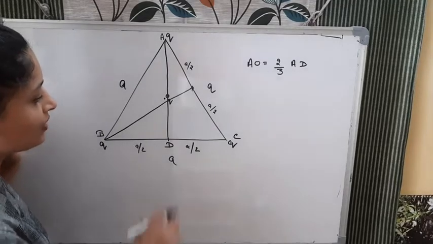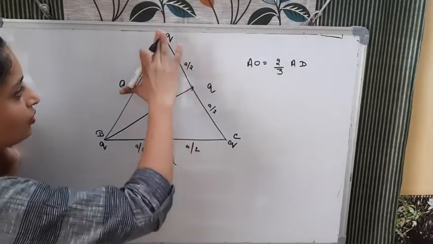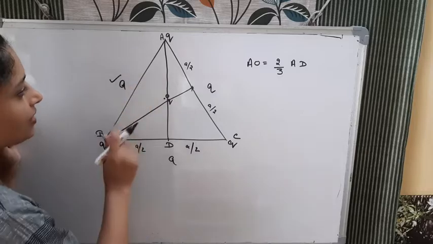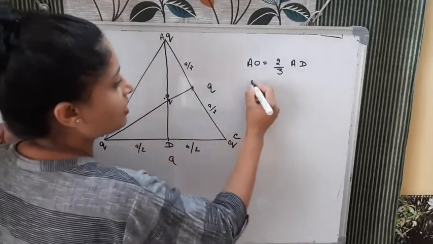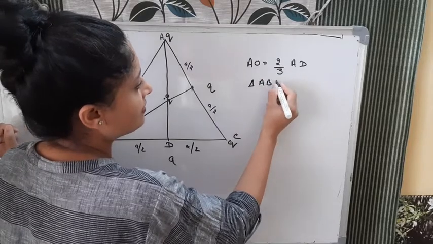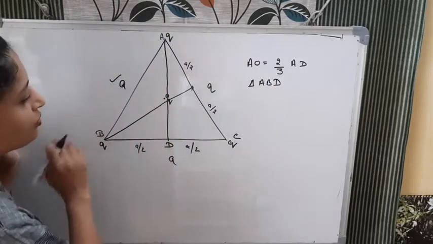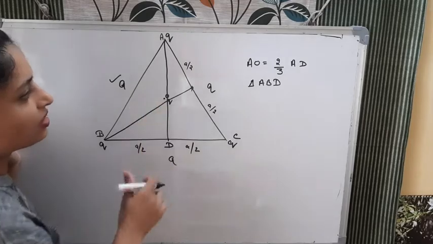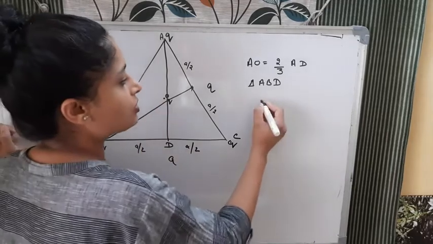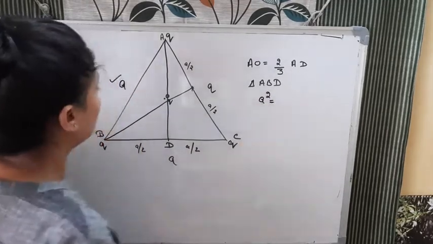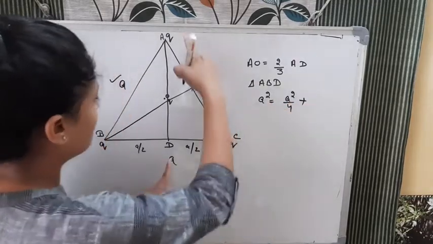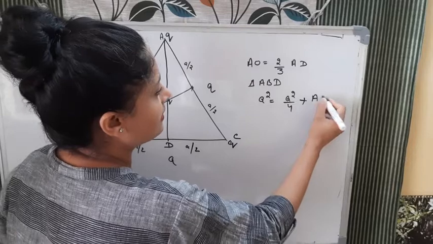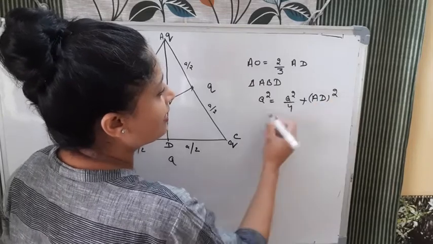Now how will you calculate the AD part? You know this side is A, the hypotenuse. If I am talking about the triangle ABD, in that this is hypotenuse, this is base, this is perpendicular. So how will we calculate? We know hypotenuse square A square is equal to base square A square by 4 plus perpendicular square. So this is what? AD square.